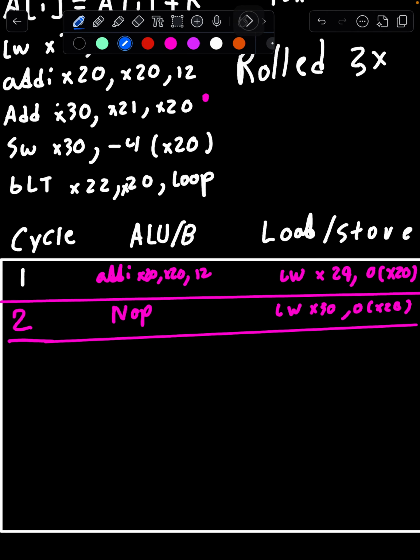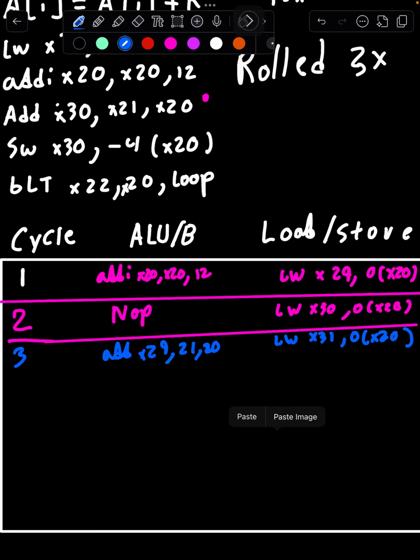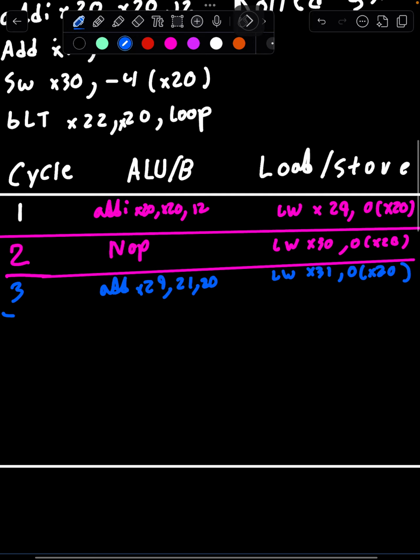Okay, so now we start again, load word, x31, 0x20. Now are we able to do our addition? The answer is yes. In our third cycle, we're able to do our addition. And what are we adding? We're going to add x29 and x21 and x20. Now we go to our next iteration.